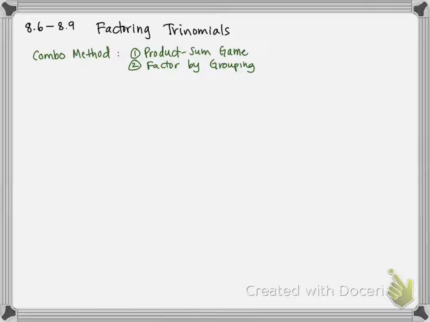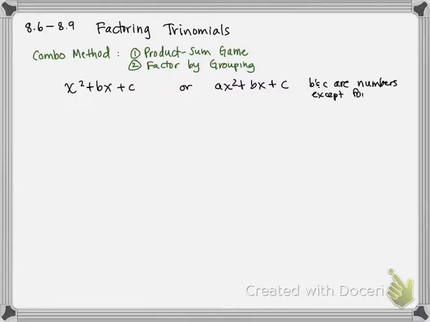Let's talk about the generic equations that you're going to be seeing. We have x squared plus bx plus c, or ax squared plus bx plus c. Those signs can change, and we've got a stipulation that b and c are numbers except for 0. You can't have 0 for b or c in order for us to use this strategy.